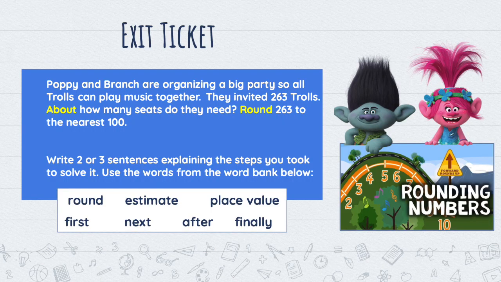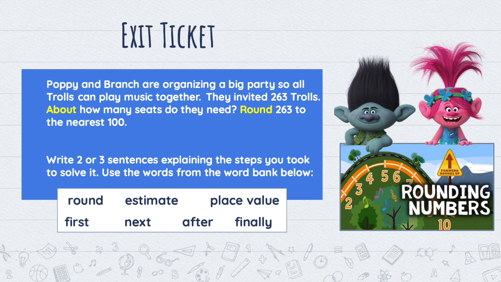You are going to have to answer this question and then write a sentence explaining the steps that you took to solve the problem. I'm going to read the problem with you. Poppy and Branch are organizing a big party so all the trolls can play music together. They invited 263 trolls. About how many seats do they need? Oh, remember that word? The word about. It has to do with rounding. It's asking me to estimate. So you have to round 263 to the nearest 100.